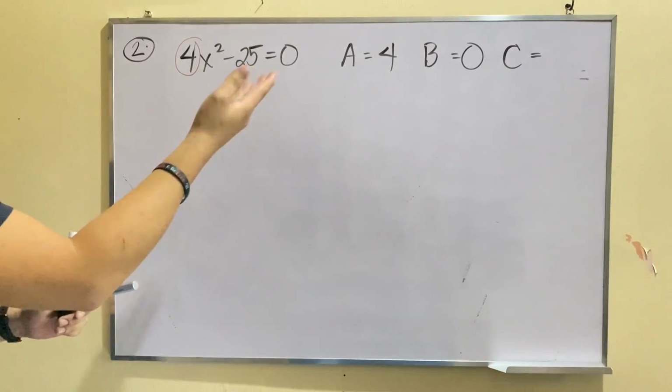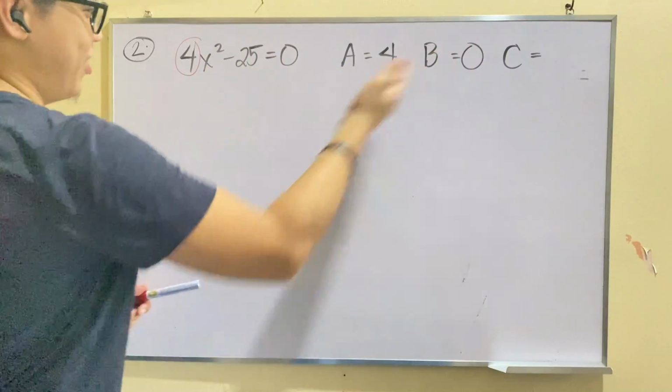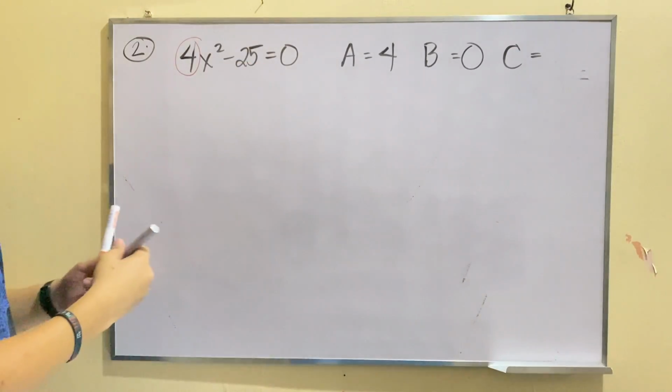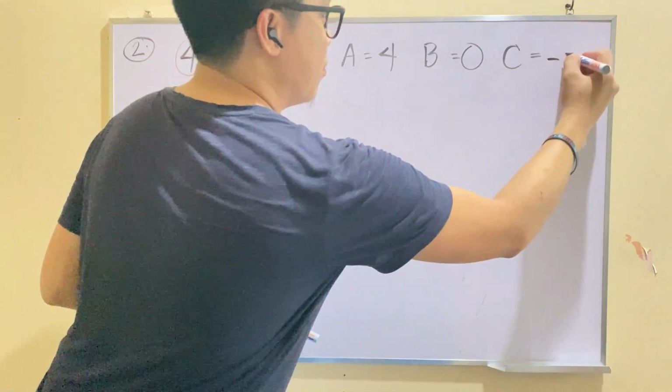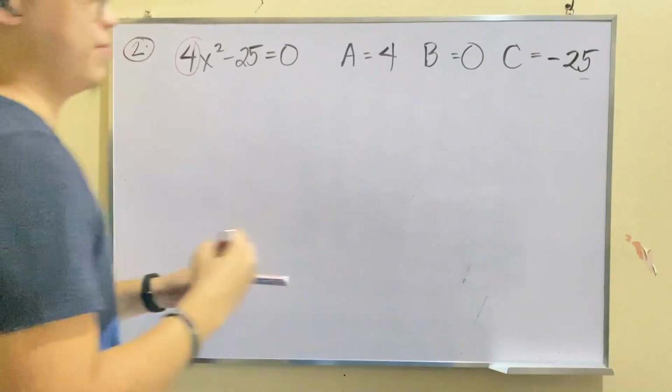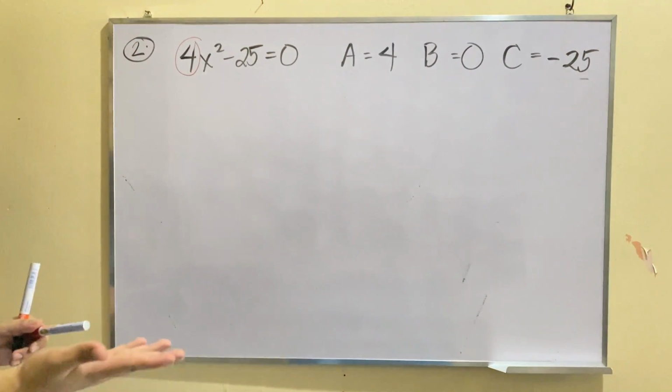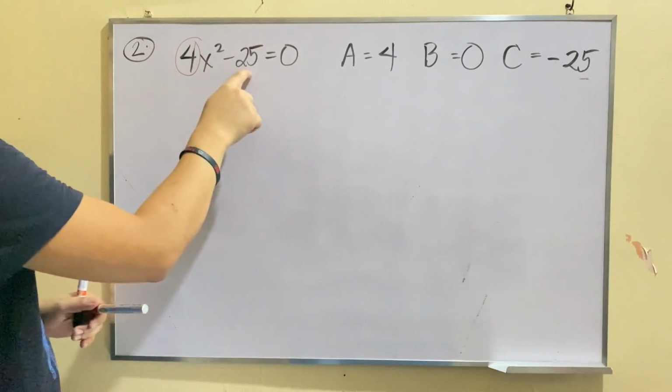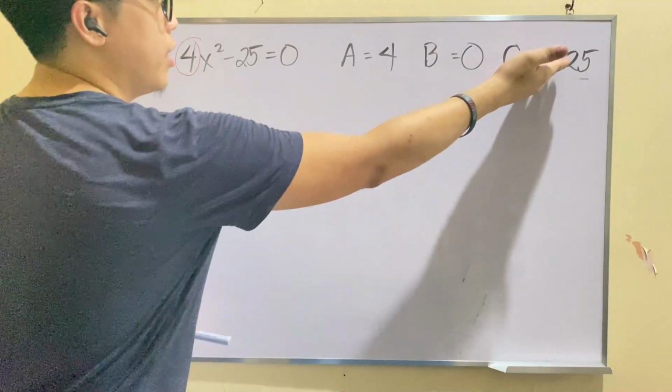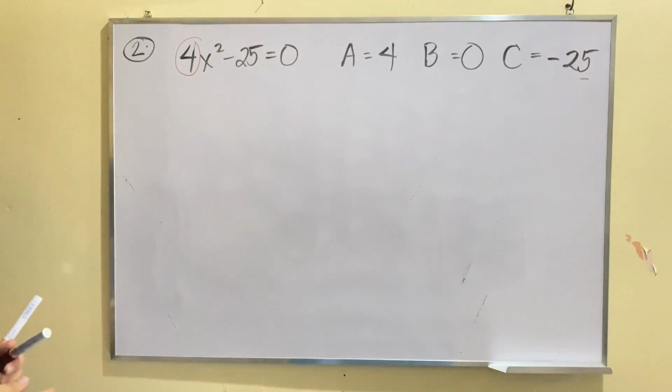Joke lang. So, ano ang value ni C, or yung ating constant, yung walang X, so it is negative 25. Naintindihan kung bakit negative 25? Kasi minus 25. So, kailangan natin yung sign. Mahalaga lagi ang sign. Huwag kakalimutan.